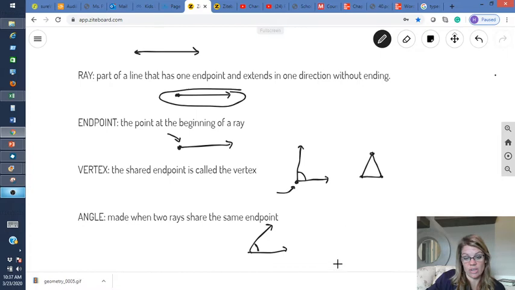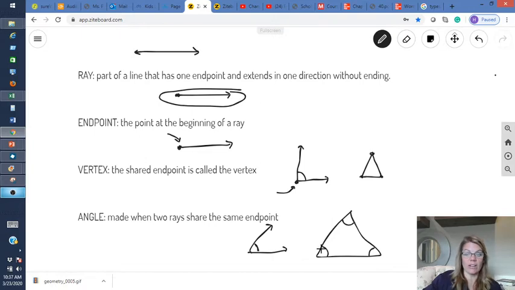So if you're looking at a triangle too, say we had this triangle. Oh my goodness, those are not straight lines. Here is an angle right here. This space between these two lines is an angle. Here's an angle right here between these two lines. And here is an angle right here.